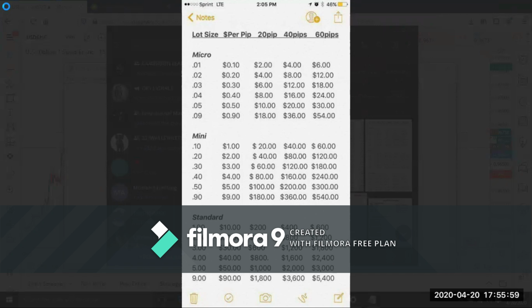And as you see how I arranged this, on the various types of lot size, you see the amount of dollars it gives you per pip, per 20 pips, and per 40 pips. You can pause this video and look at these things. On a micro lot size of 0.01, you have 10 cents per pip, right? So on and so forth.